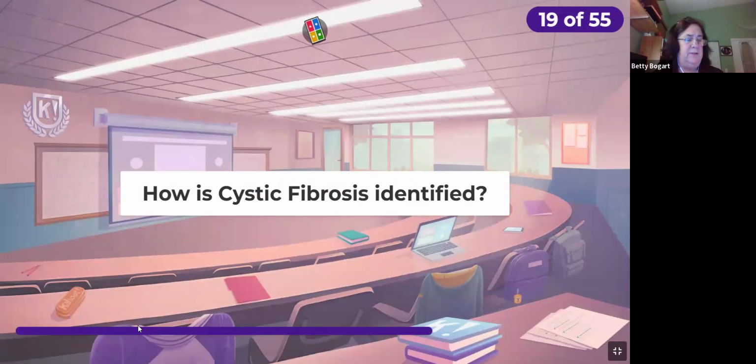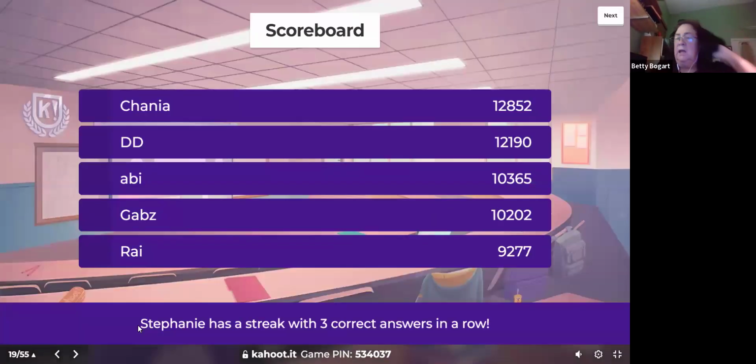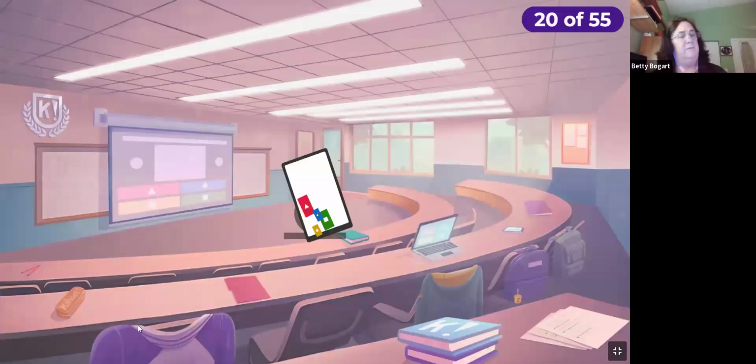How is cystic fibrosis identified? She had that infant who didn't stool. There was no prenatal testing done. And you do a test. What test are you doing? And you're going to do that sweat test for sure.